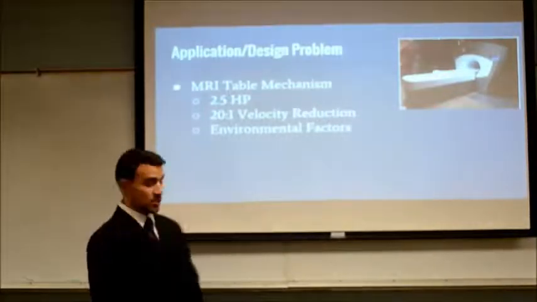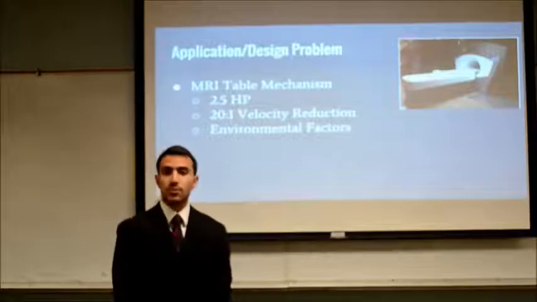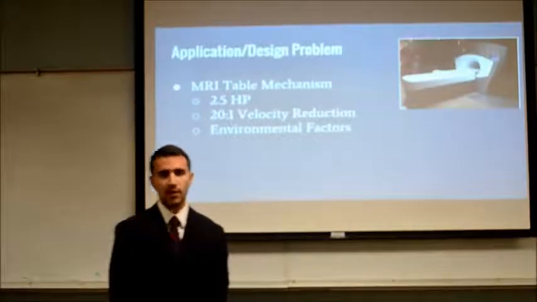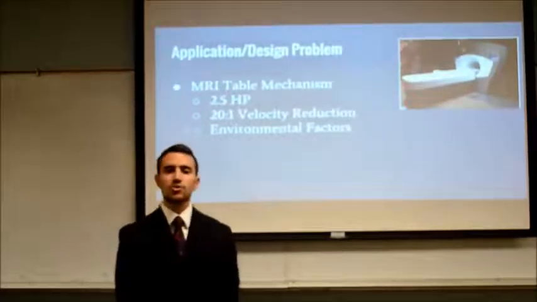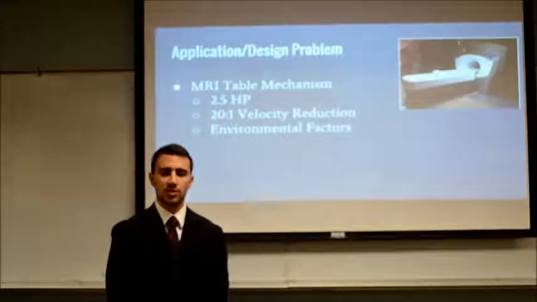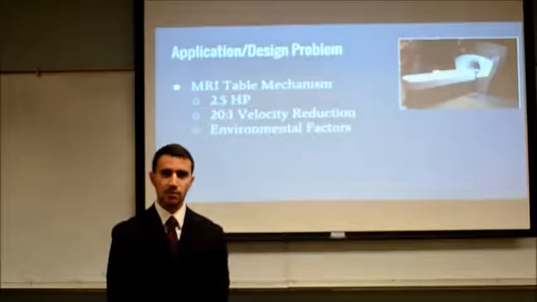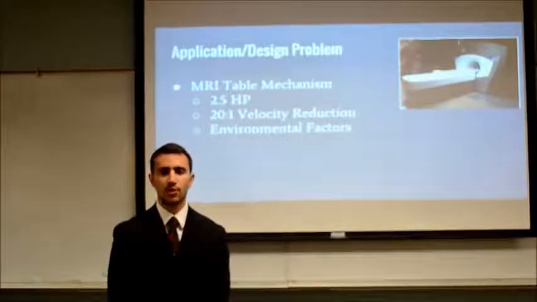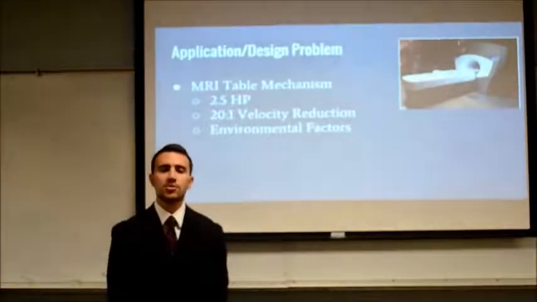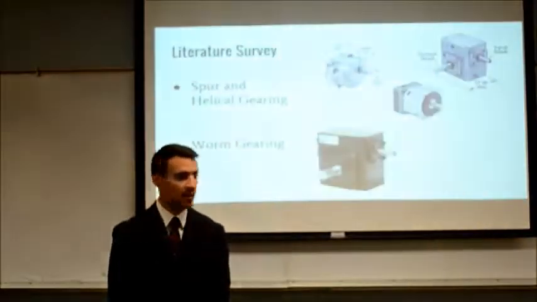We are designing our gearbox to be able to transmit 2.5 horsepower at a minimum, produce a velocity reduction which is favorable. In this case, we want to reduce input speed of 1,000 RPM to 50 RPM. And finally, we have to consider certain conditions in our environment in order to create an accurate design.